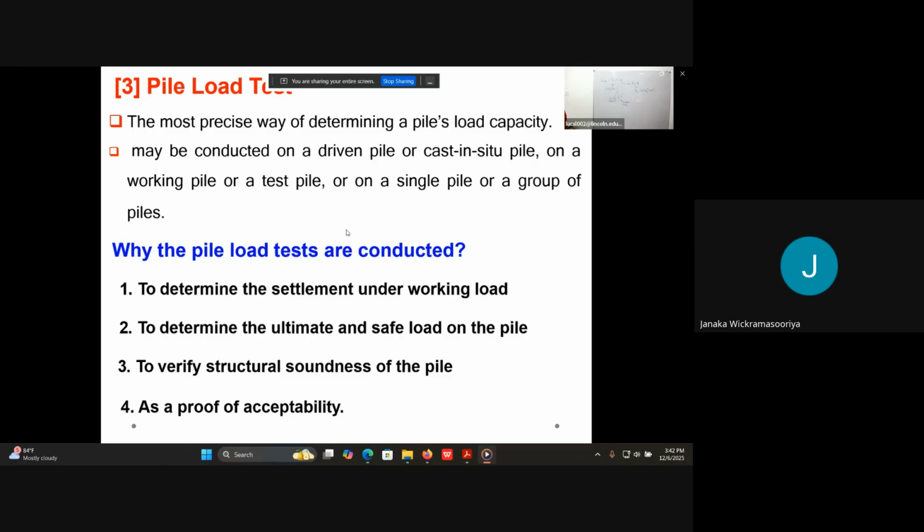So why do we need these pile load tests to be conducted? The first one is to determine the settlement under working load and to determine the ultimate and safe load on the pile, to verify the structural soundness of the pile, and as a proof of acceptability. So when you have a pile and you need to accept it, what we do is these pile load tests.